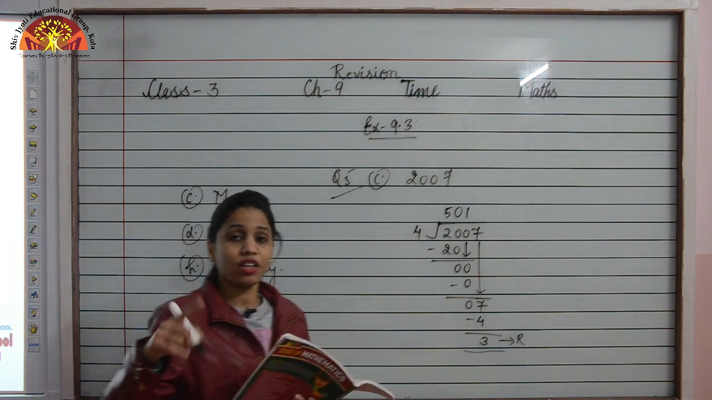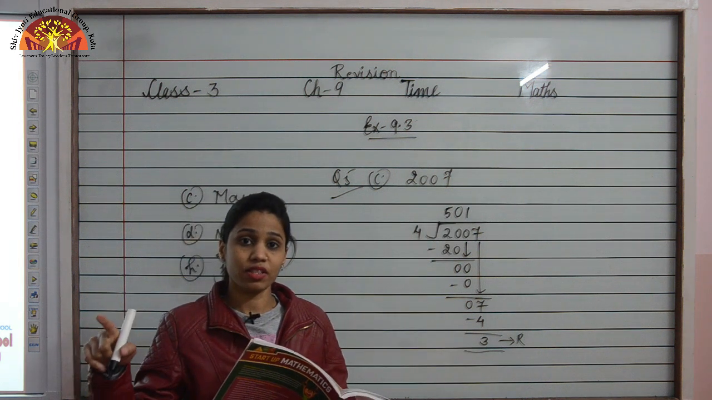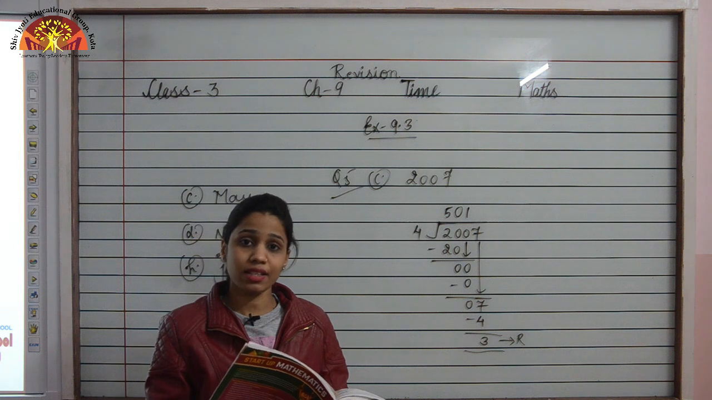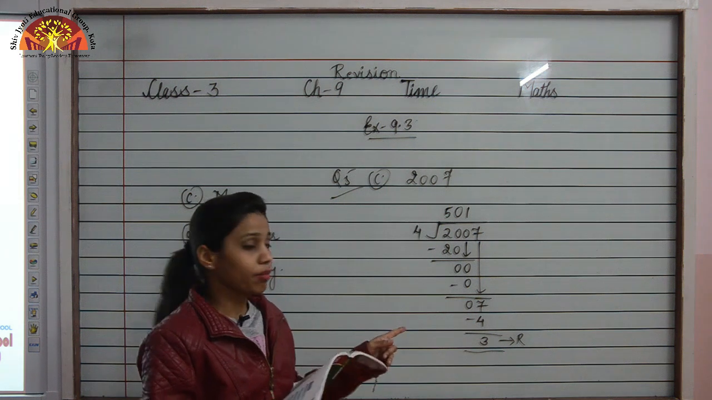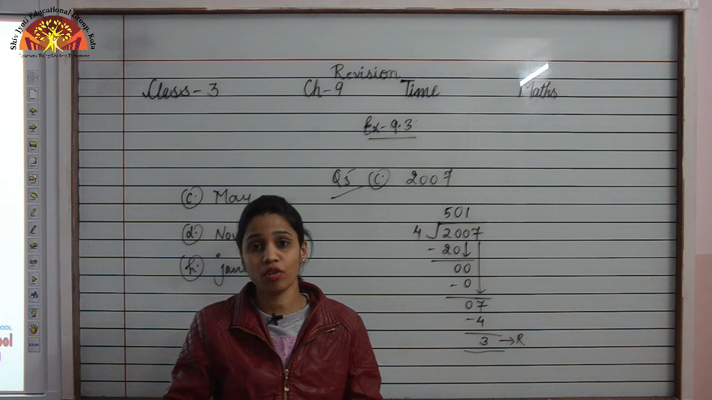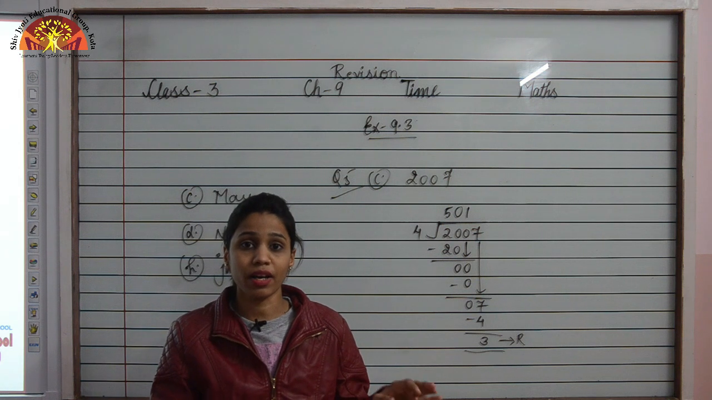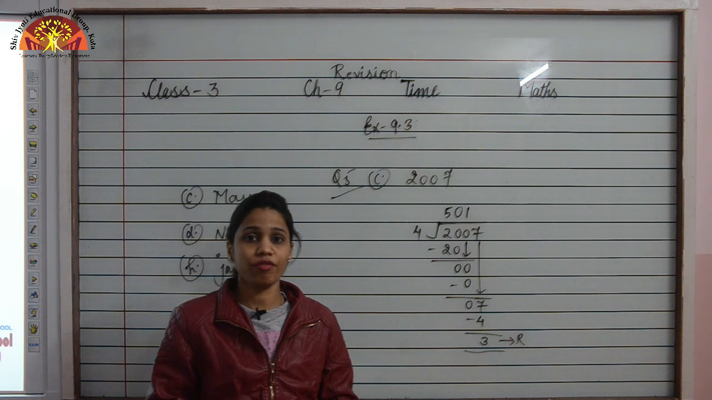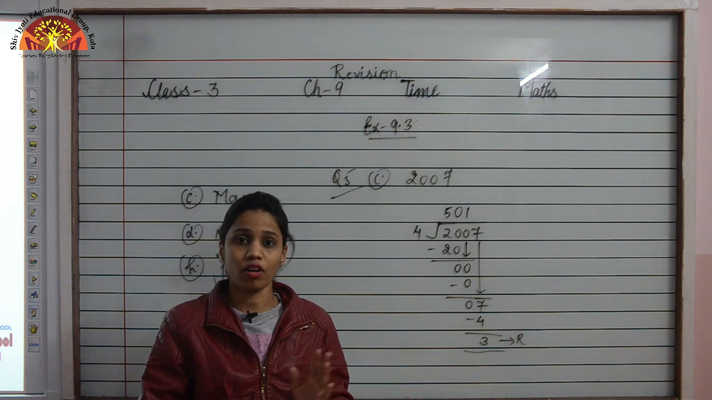As I told you, if we are left with 0 remainder, then it will be considered a leap year. But here we have remainder 3. Hence it is not considered a leap year. So what you have to do? You have to look at the remainder only. Then only you will find whether a year is a leap year or not.